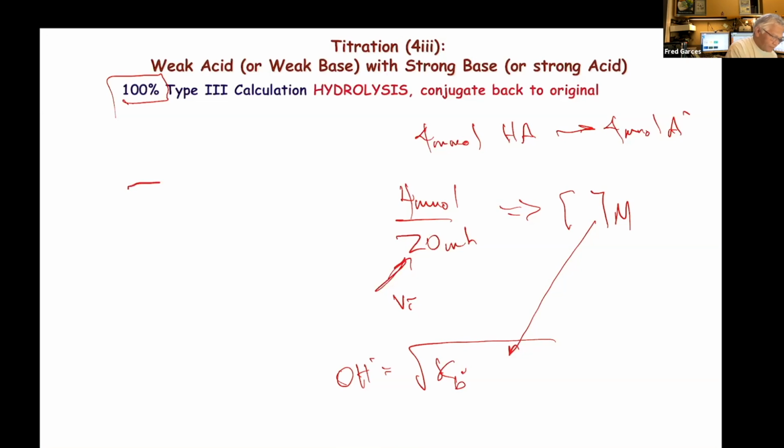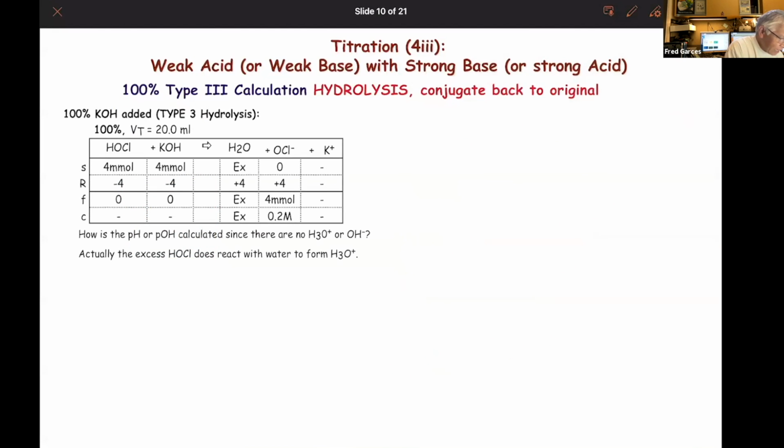Because all your acid is now the base, and that's just a weak base problem. It's hydrolysis. So let me show you that calculation real quick. Here it is. This is 4 millimoles, and if you divide it by 20, that's 0.2 molar. Now, I gave you the Ka. How do you calculate the Kb? Remember, Ka times Kb equals Kw. So you can use that.